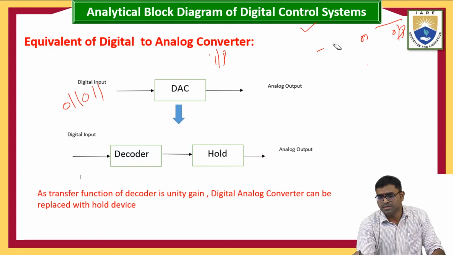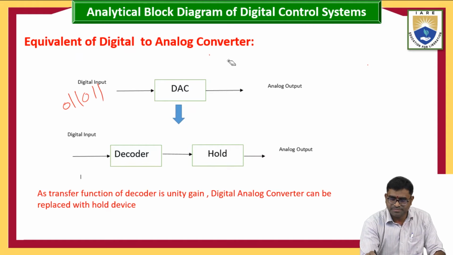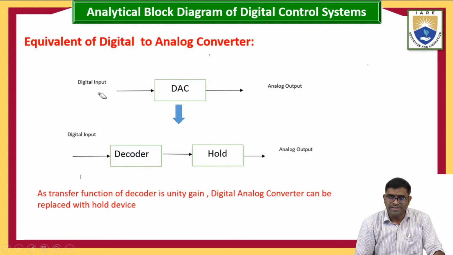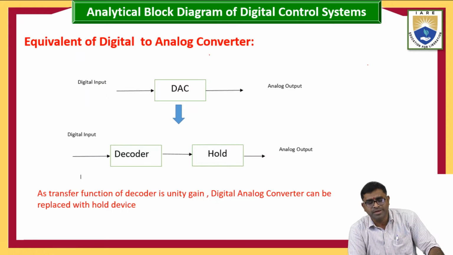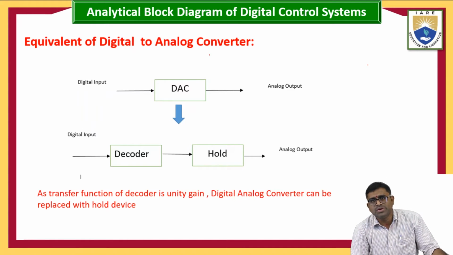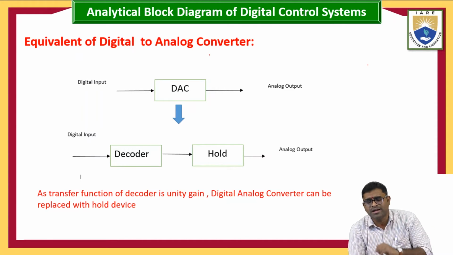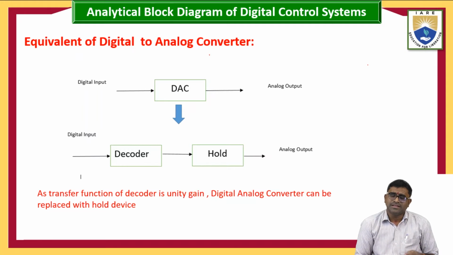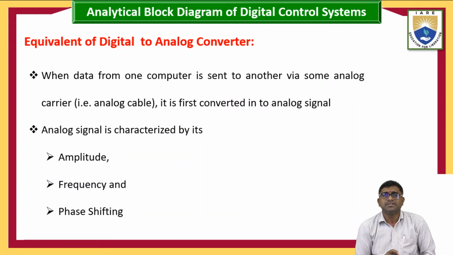Coming to the digital to analog conversion, same as here, we have the digital input. That digital input is going to be decoded, and that will be given to the hold circuit. The hold circuit is nothing but a sampler, and that is going to give the analog output. As the transfer function of the digital decoder is unity gain, the digital converter can be replaced with a hold circuit, a hold device. So this is very important.